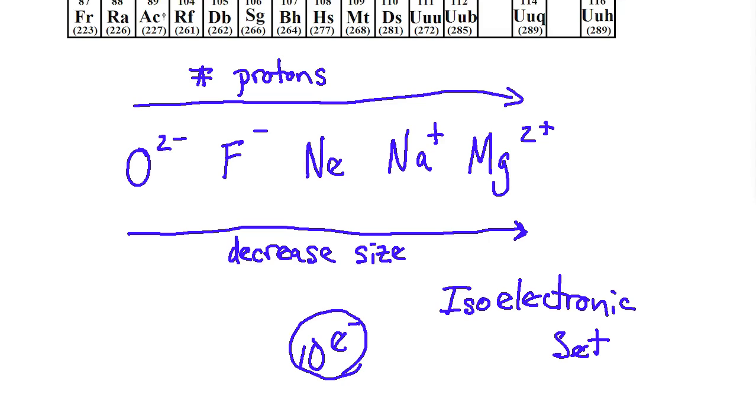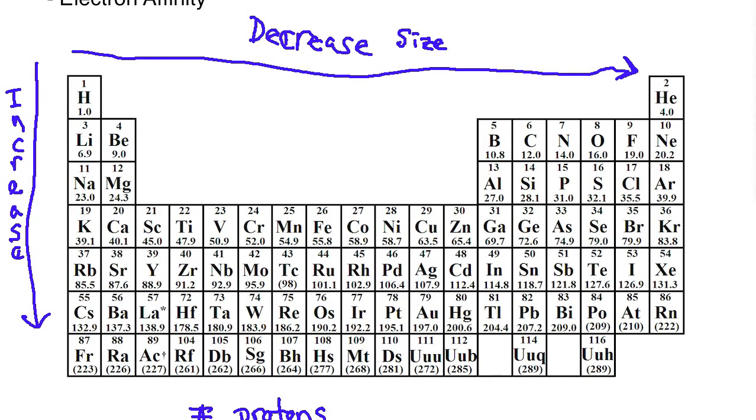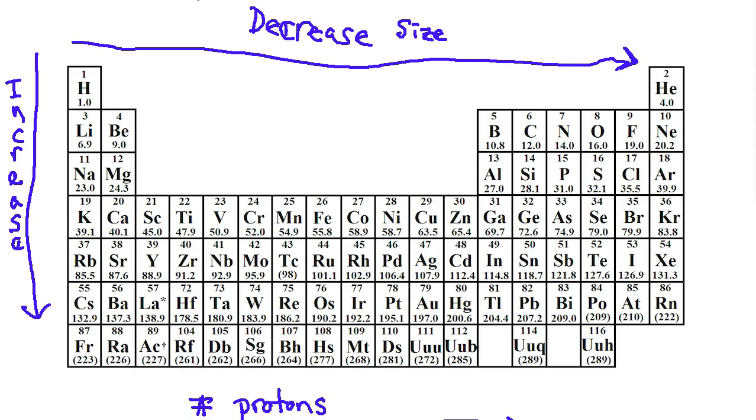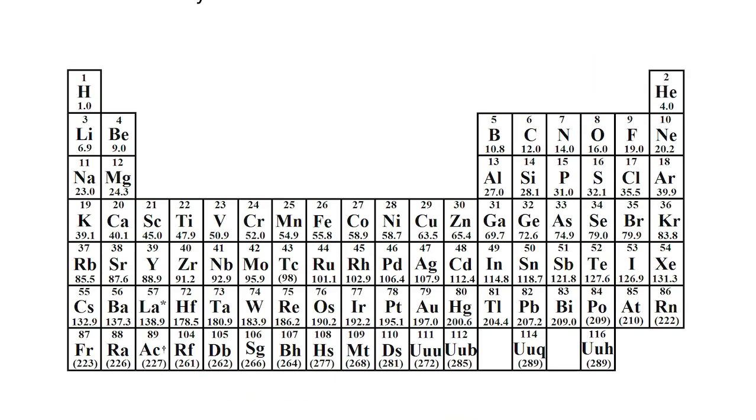So again, let's just go up and recap. I've got an increase in the atomic radius trends as I go down, and I've got a decrease in the atomic trend as I go across. So that's for the radius size. So the next thing we're going to take a look at is ionization energy. So let's go ahead and clear this board, and then we'll take a look at ionization energy.